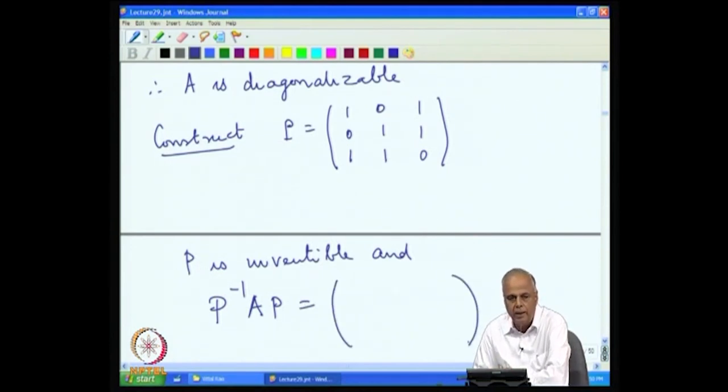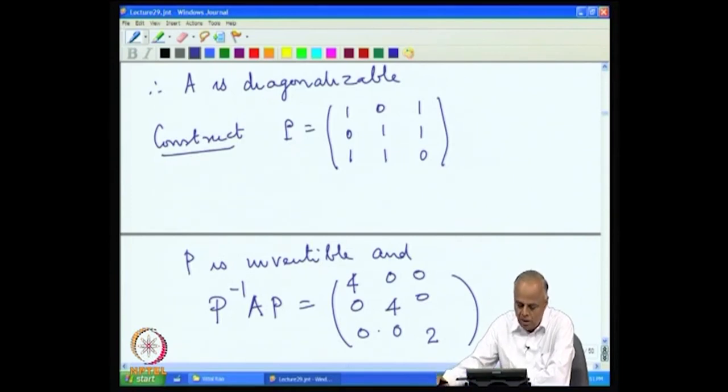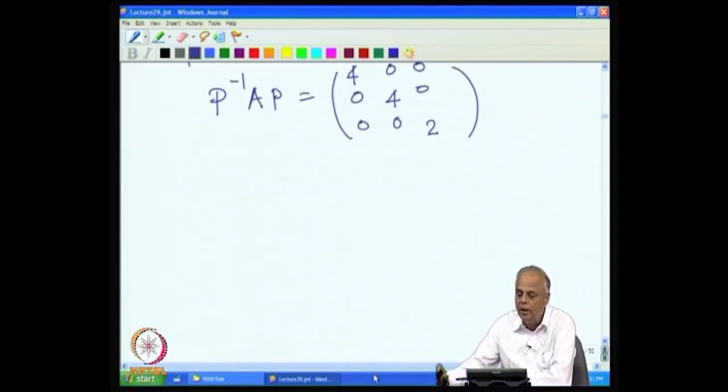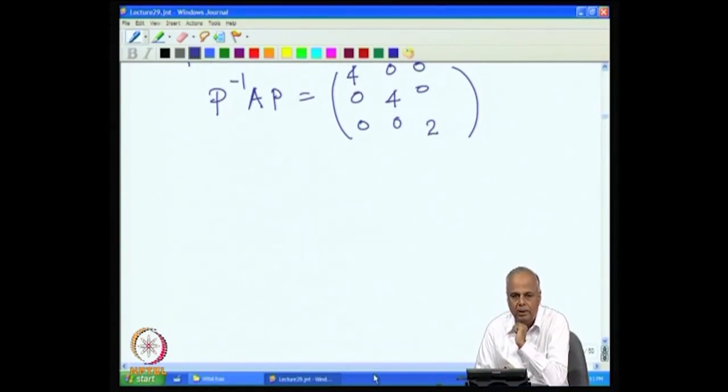Now, what are the diagonal entries? The first column corresponds to the eigenvalue 4. The second column also corresponds to the eigenvalue 4, and the third column of P corresponds to the eigenvalue 2. So, the diagonal matrix we get will be 4, 4, 2 along the diagonal and all the rest 0. So, thus we see that whenever for an n by n matrix, we are able to get n eigen pairs lambda 1 phi 1, lambda 2 phi 2, lambda n phi n, where lambda 1, lambda 2, lambda n are real numbers, not necessarily distinct as we found in the last example, and the vectors phi 1, phi 2, phi n are linearly independent, then we can diagonalize the matrix.